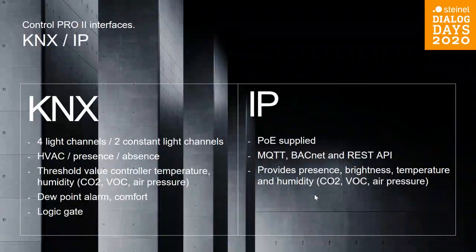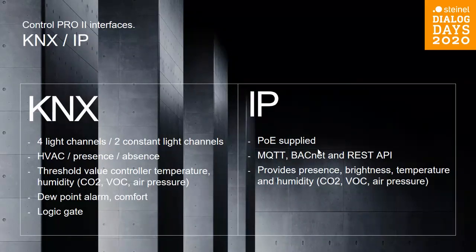For KNX, we can connect to 4 light channels and 2 constant light channels. We have the HVAC, the presence, and the absence control, and there is a threshold value controller for the temperature and humidity, along with the CO2, the VOC, and the air pressure that is found in the multi-sensor. We have a dew point alarm that is able to provide comfort for the client also.